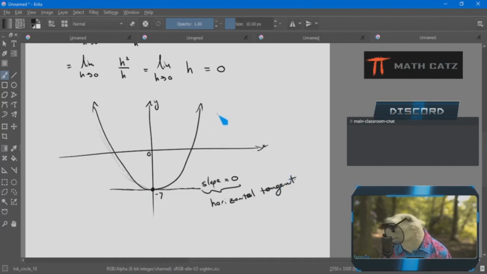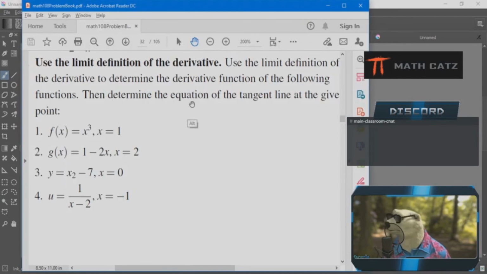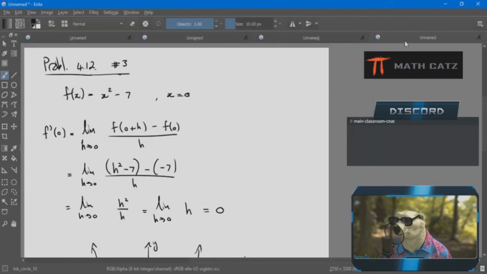Okay. So if I have a function and I want to find the slope of the tangent line, which we've answered here, we'll do the equation. Oh, we can do the equation. It's done. It's easy.